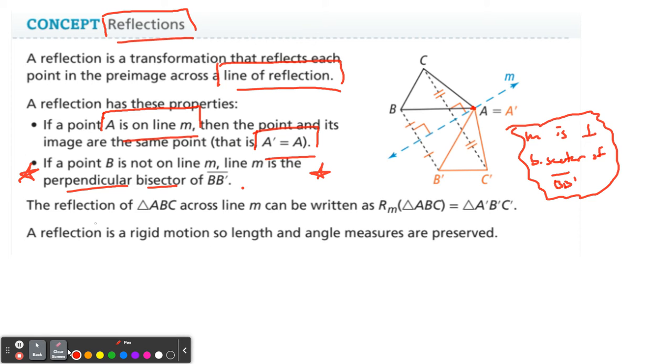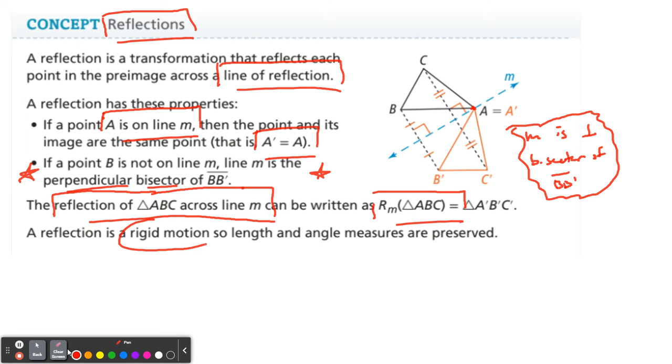When we're talking about a reflection of triangle ABC across line M, there is a shorthand we can use. Capital R for reflection, lowercase m for the line, and then the figure that you're reflecting. Again, we talked about rigid motions. A reflection is a rigid motion. Between triangle ABC and triangle A prime B prime C prime, they're the same shape and the same size. One is just flipped compared to the other.